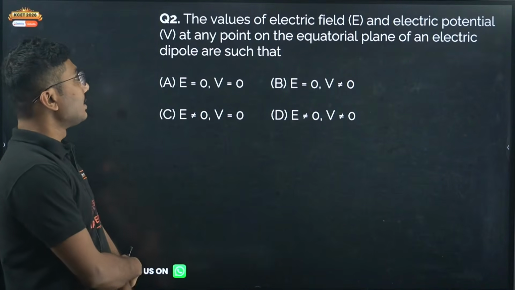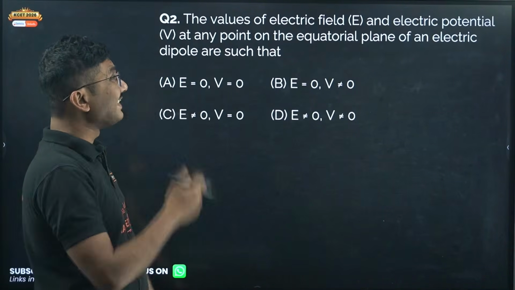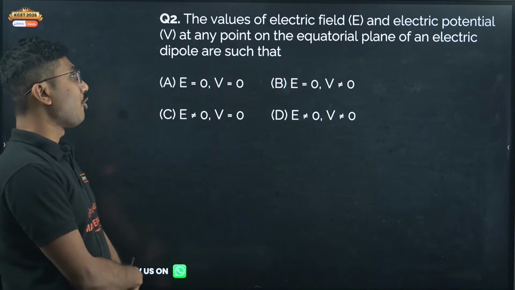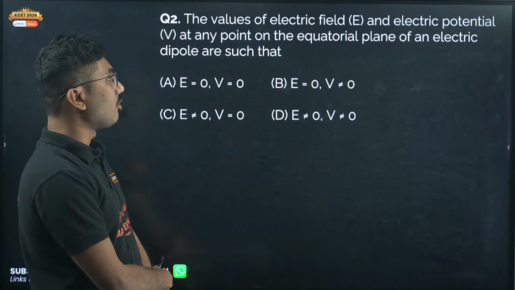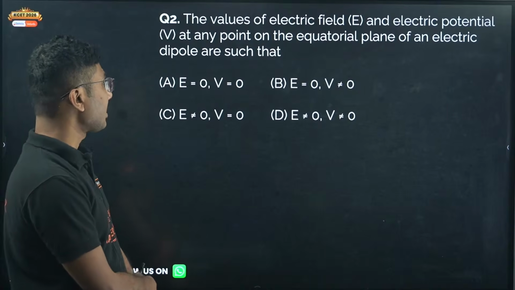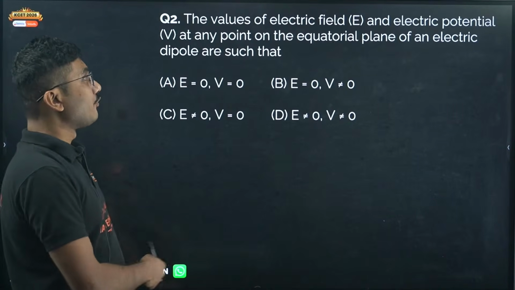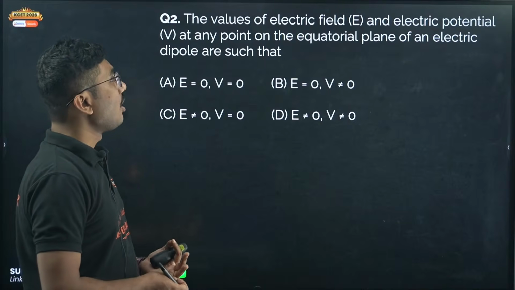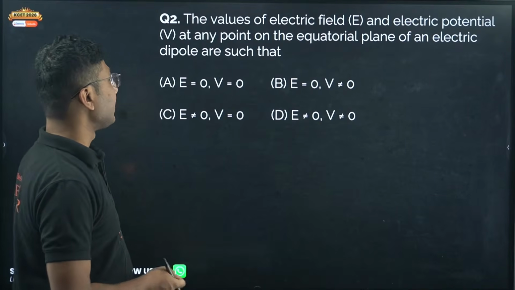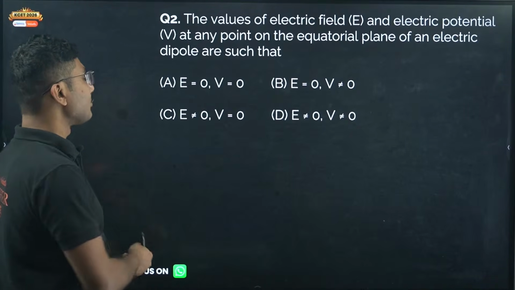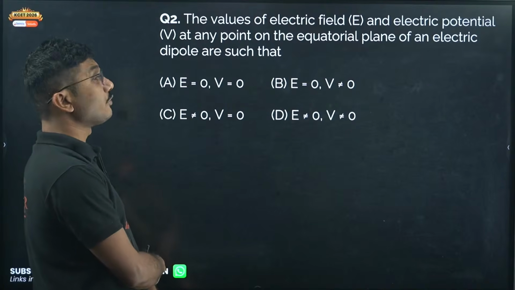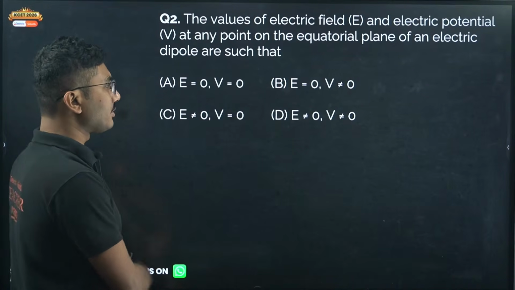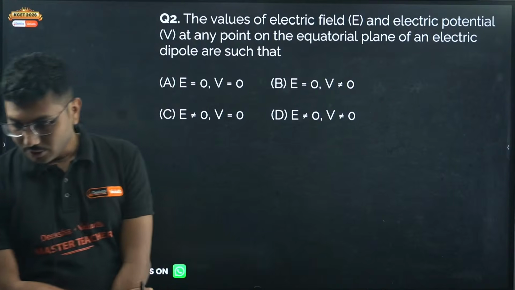Next, the values of electric field E and electric potential V at any point on the equatorial plane of an electric dipole are such that. So values of electric field and electric potential at a point on the equatorial plane of an electric dipole such that E equals to 0, V equals to 0; E equals to 0, V not equals to 0; E not equals to 0, V equals to 0; E not equals to 0, V not equals to 0.